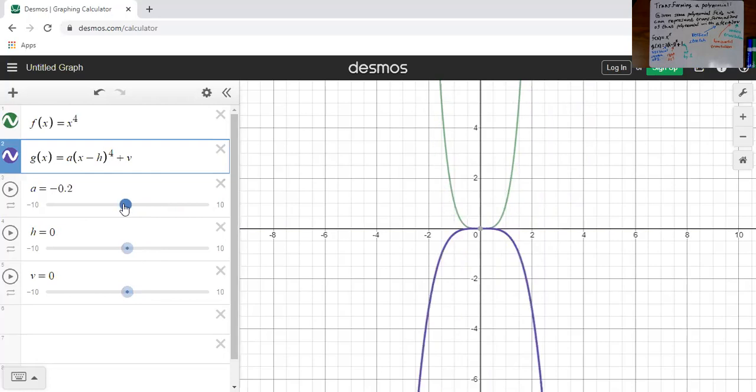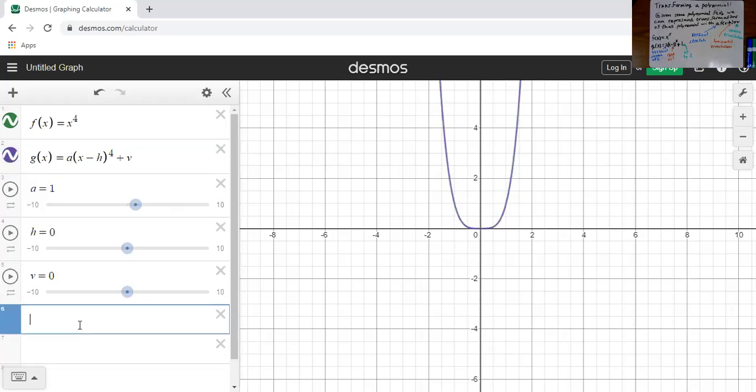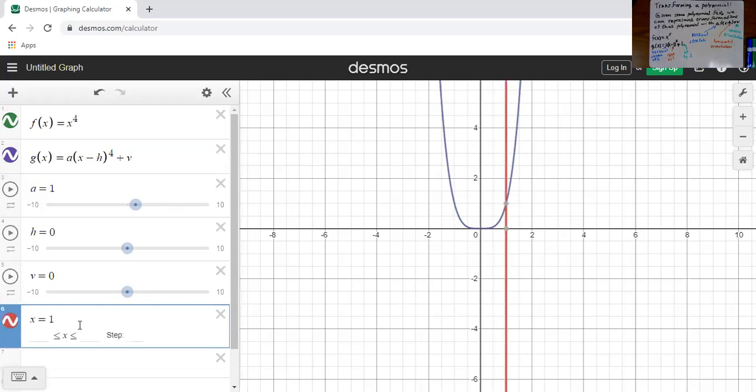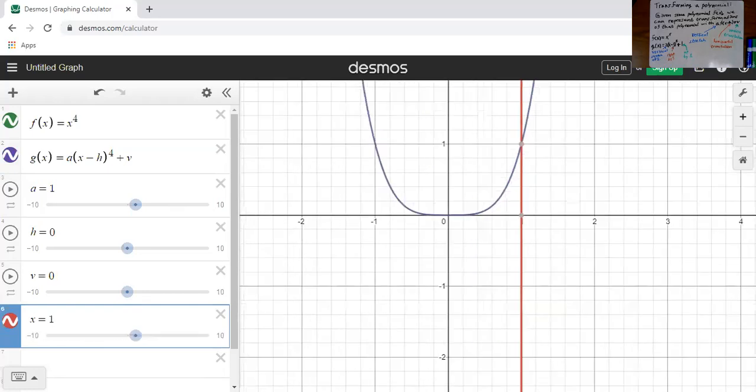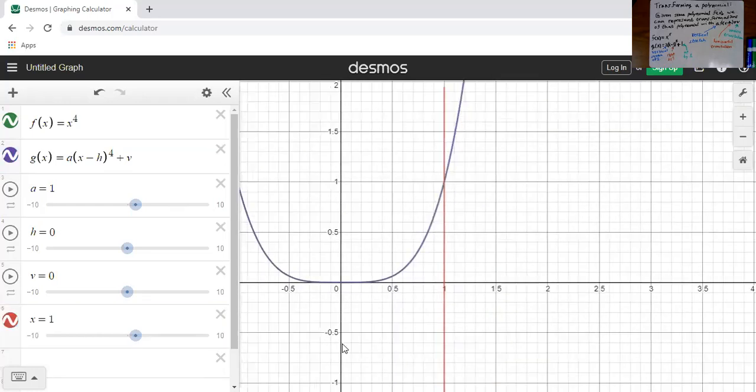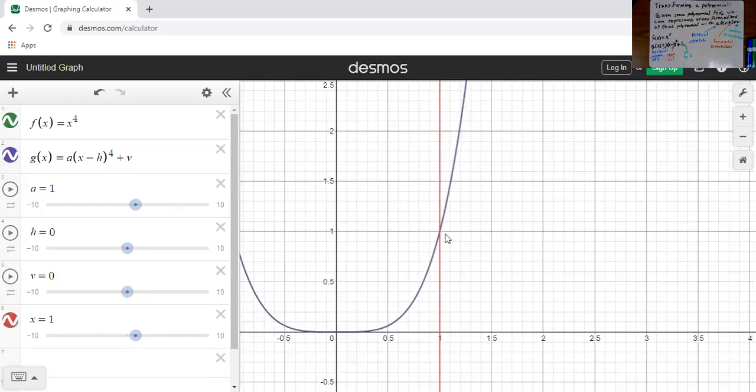So I want to convince you for a moment that changing A, changing this number in front, really does represent a vertical stretch. To do that, I'm going to put in a vertical line at x equals 1, so that way we can see what the effect of changing this number in front actually does.